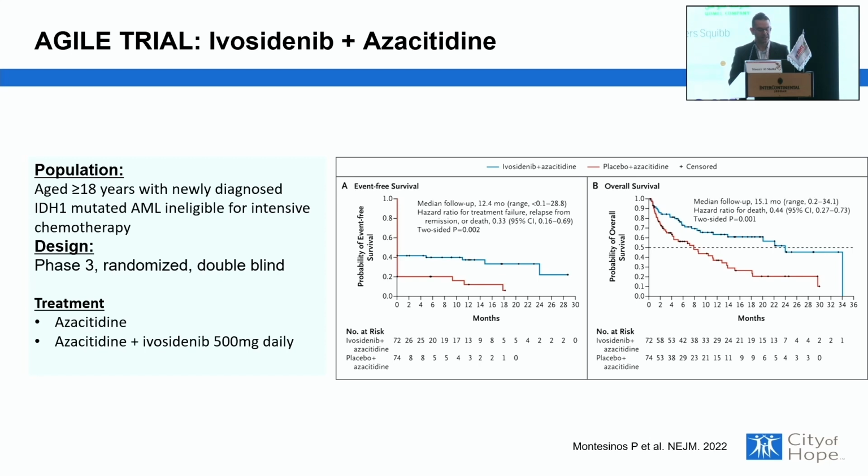Also, as we can compare to the other numbers, CR/CRi was way lower, at 50%, when we compare with the prior data I just showed in IDH with venetoclax achieving a CR/CRi range of 80%.